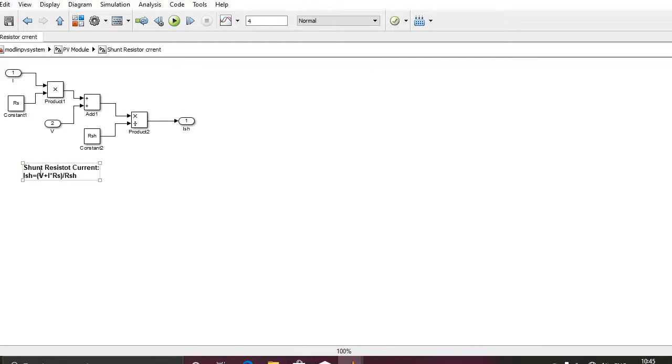Now shunt resistor current. Shunt resistor current is given by ISH is equal to (V plus IRS) whole divided by RSH. So first of all, this is port 1, and it will give the value of current I. So I into RS plus V, this port number 2 will give the value of the voltage V. So (V plus IRS) whole divided by RSH will give the value of ISH, the shunt current.